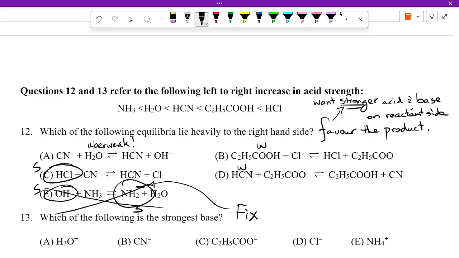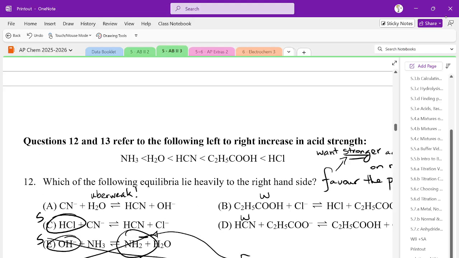Anything else? Yes? For polyprotic acids, why do the ionizations take place in succession? Okay, because the first hydrogen is the most loosely held hydrogen. So if a base has a choice of reacting with a first hydrogen on one molecule or a second hydrogen on a different molecule, chances are it's going to react with the first hydrogen on this molecule over here, right?